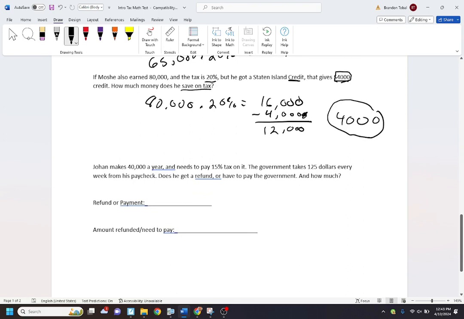All right. Jonah makes 40K a year, but needs to pay 15% tax on it. The government takes $125 every week from his paycheck. Does he get a refund, or does he have to pay the government? And how much?